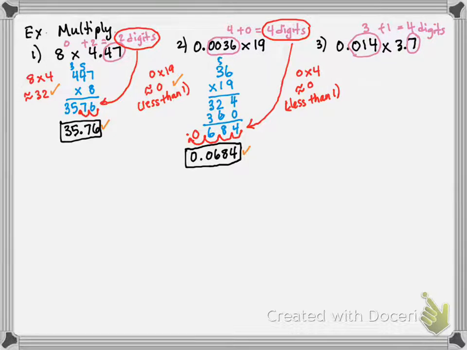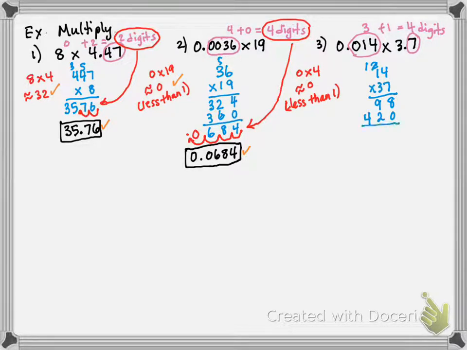So basically I have 14 times 37. And if you want to do 37 on top, that's okay. Okay, so we get 7 times 4 is 28. 7 times 1 is 7 plus 2 is 9. Put in a placeholder. 3 times 4 is 12. Cancel that one out. 3 times 1 is 3 plus 1 is 4.